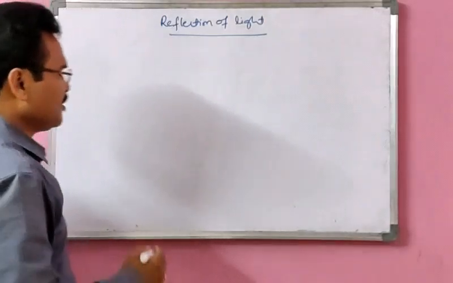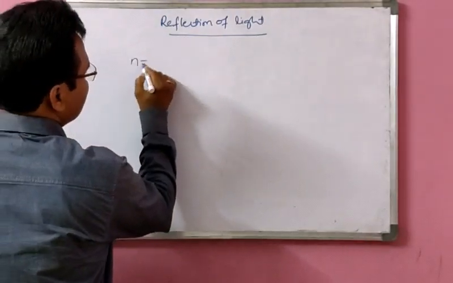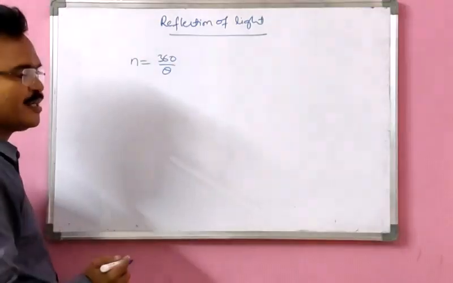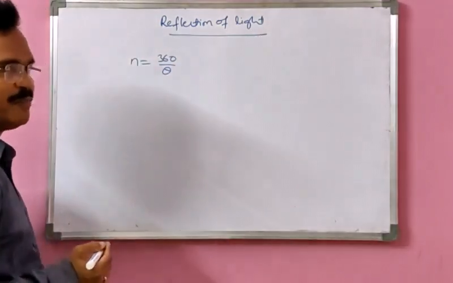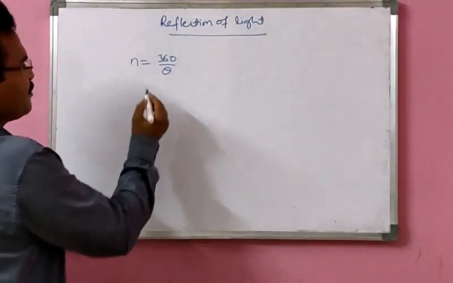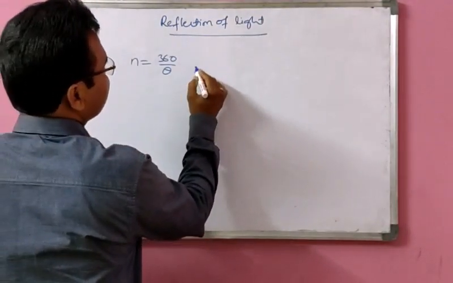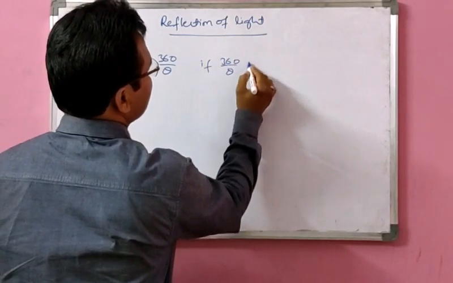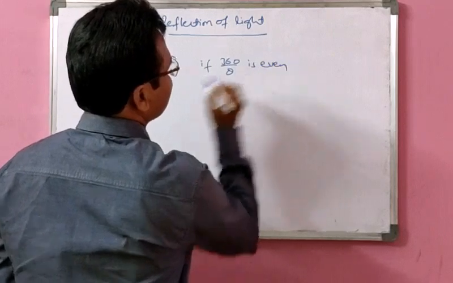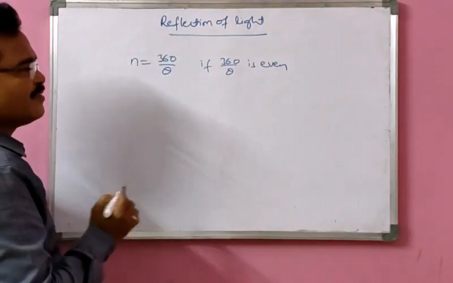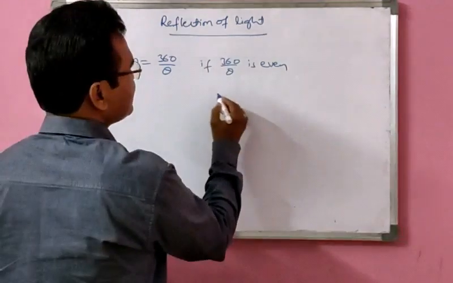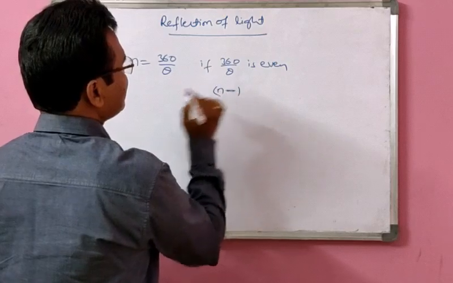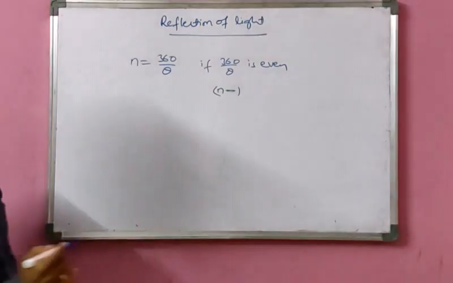I told you the formula: if two mirrors are inclined at an angle theta, the number of images depends on 360 by theta. If it is even, what happens, and if it is odd, what happens, we discussed. Here n equals 360 by theta, and if 360 by theta is even, then the number of images formed is always n minus 1.